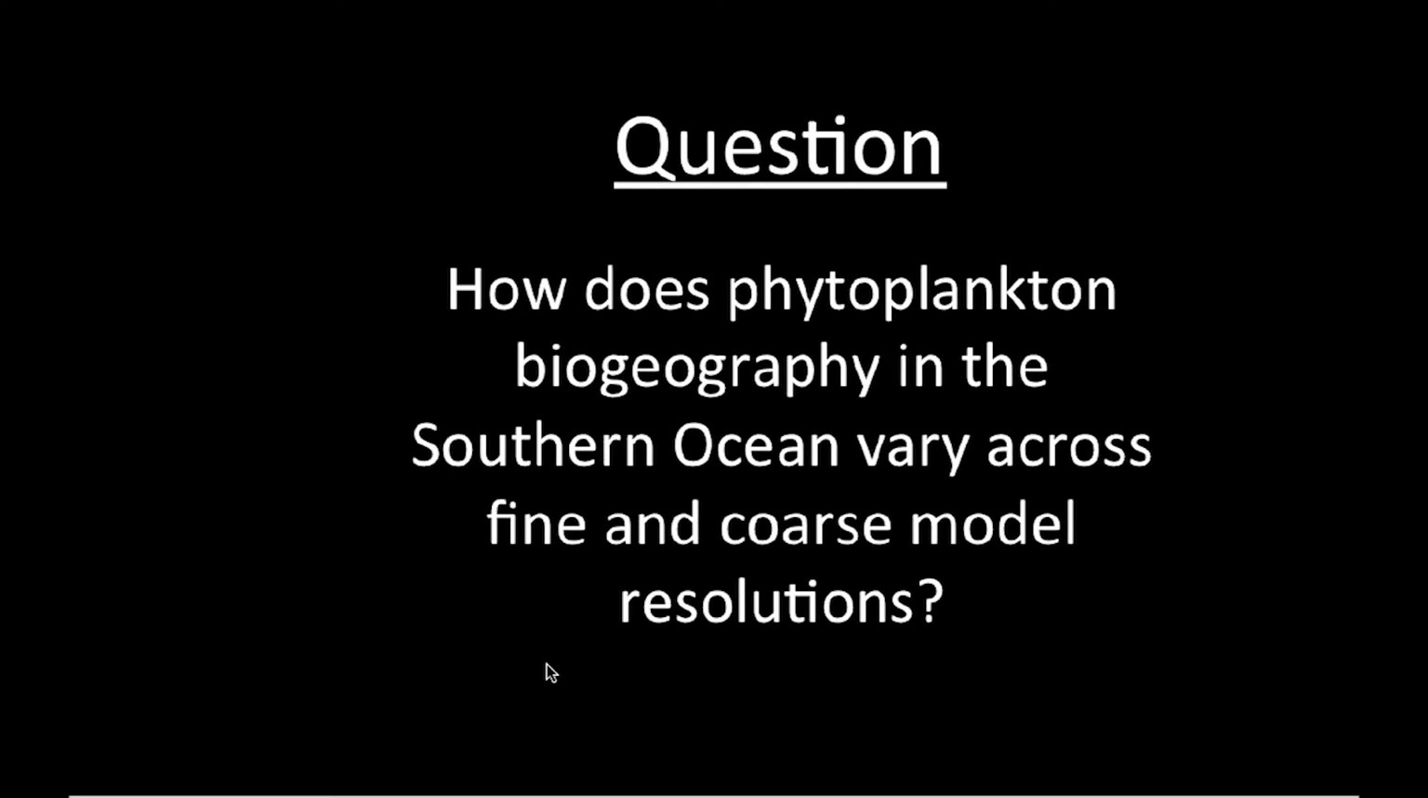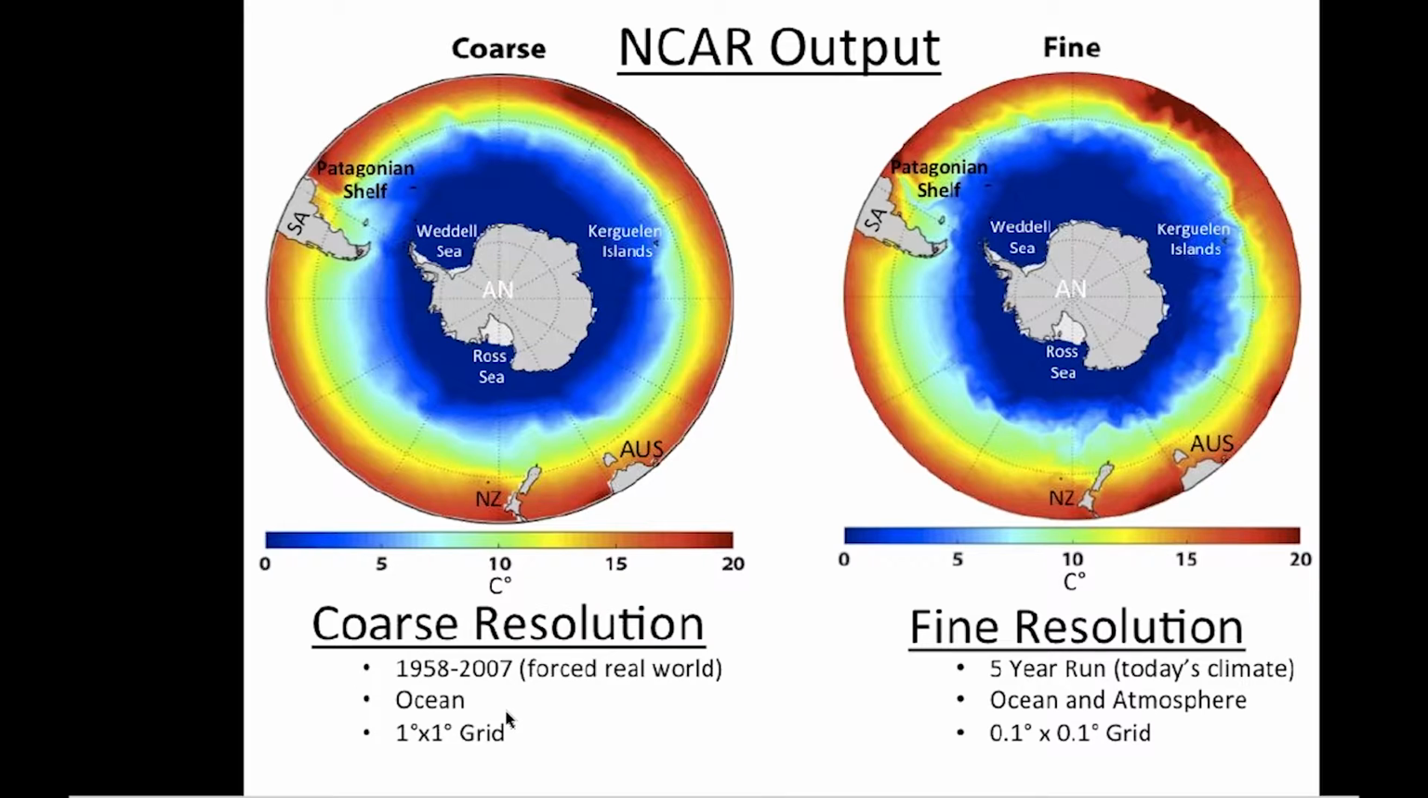So the question for this project is, how does phytoplankton biogeography in the Southern Ocean vary across fine and coarse model resolutions? We were provided model output in coarse and fine resolution from the National Center for Atmospheric Research. These are stereonet projections of the Southern Ocean, and I labeled major land masses that you would see. Antarctica is in the middle, and the southern portions of South America, New Zealand, and Australia are also visible. I also labeled some oceanic locations: the Weddell Sea, the Ross Sea, and the Kerguelen Islands.